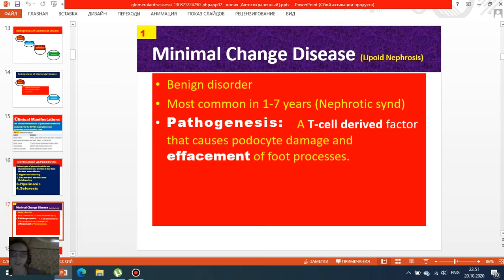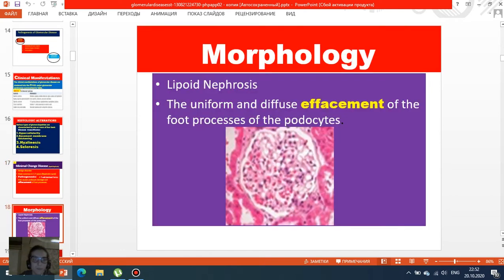At first, it's minimal change disease or lipoid nephrosis, characterized by a benign disorder, most common in 1 to 7 years with nephrotic syndrome. Pathogenesis: a T-cell derived factor that causes podocyte damage and effacement of foot processes. Morphology of lipoid nephrosis: you can see in this picture by microscopy the uniform and diffuse effacement of the foot processes of the podocytes.